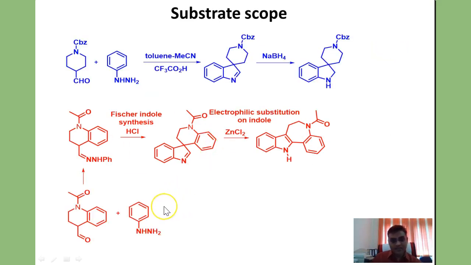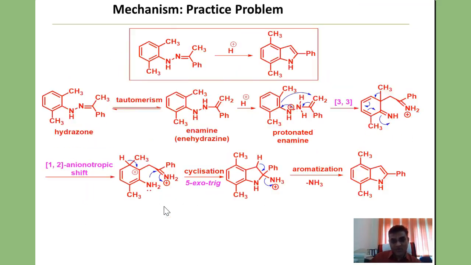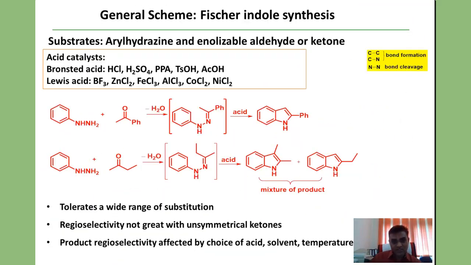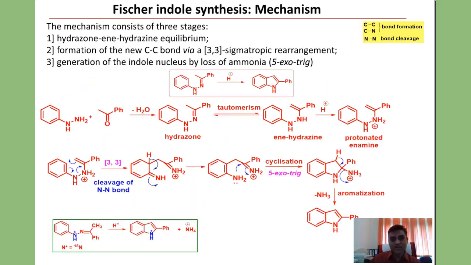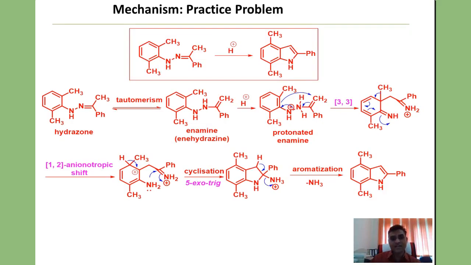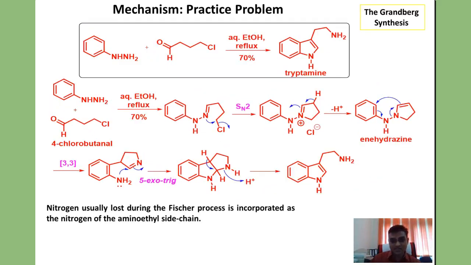Now, after discussing the mechanism, let us see how much we have progressed in indole chemistry. First of all, we have defined the indole synthesis. We have seen that it forms a mixture of products if there is more than one indolizable position. We have seen various examples. We have seen the substrate scope. Then we discussed the mechanism of the reaction, and this is also an interesting mechanism.